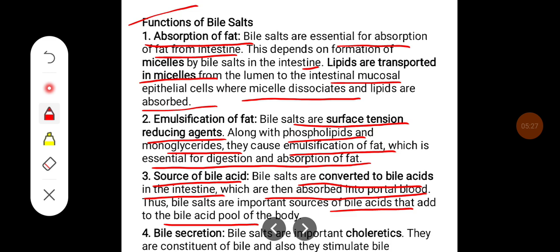So they are important for bile secretion. Bile salts are important choleretics. They are a constituent of bile and also they stimulate the bile secretion.